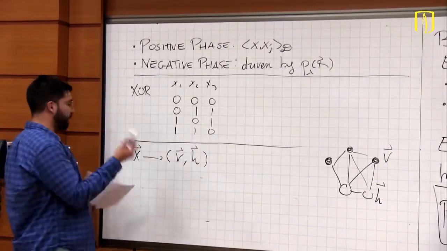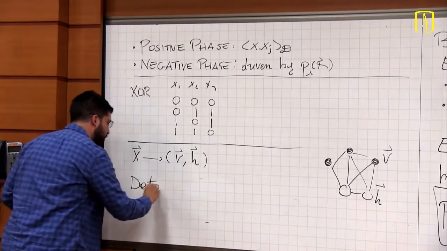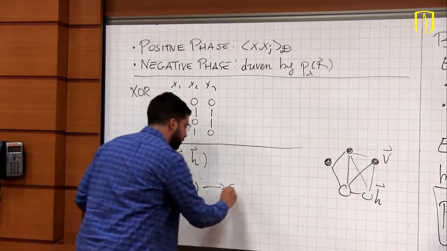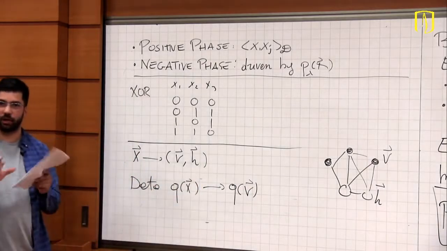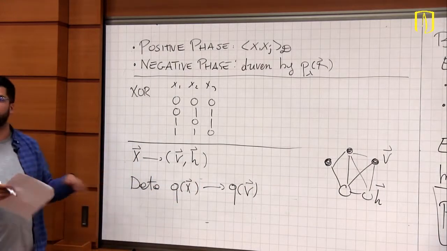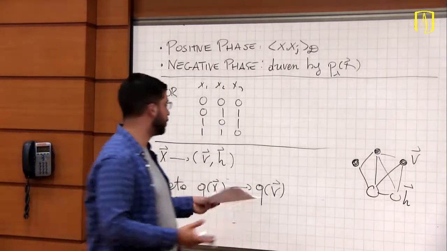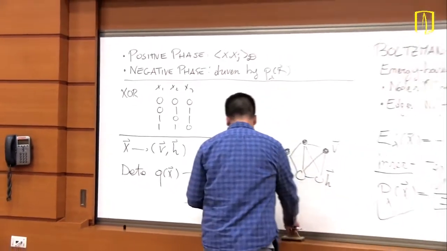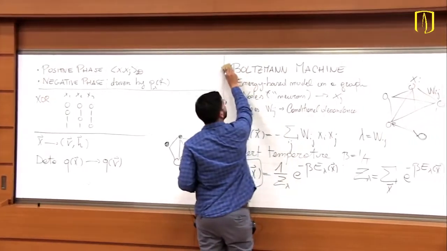So the data distribution before was Q of X, and now it just becomes Q of V. So the data does not have anything to do with your hidden variables. That's just what you add to your model to allow you to capture a larger class of distributions.